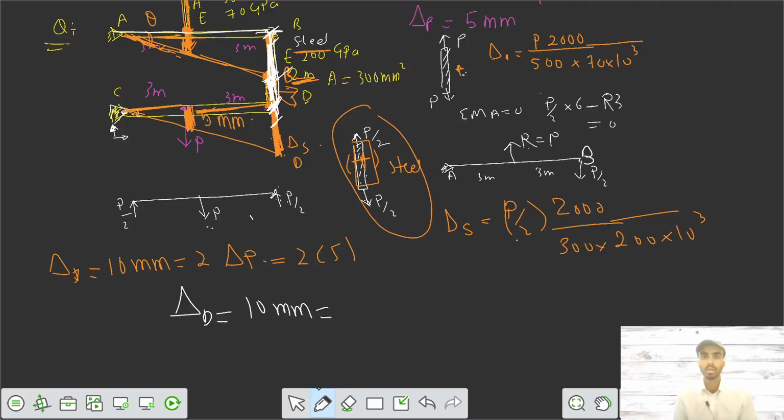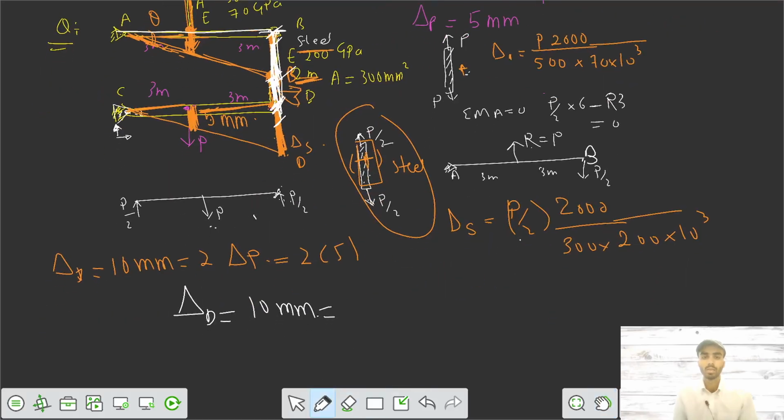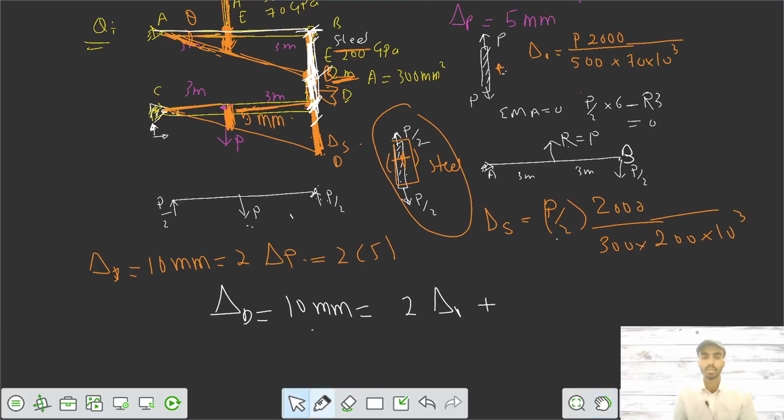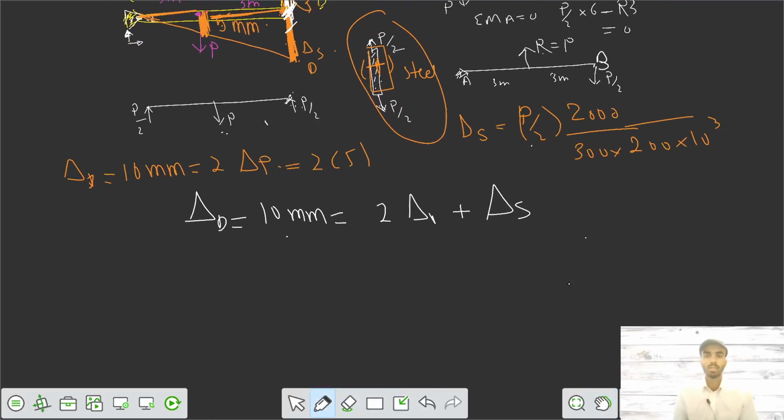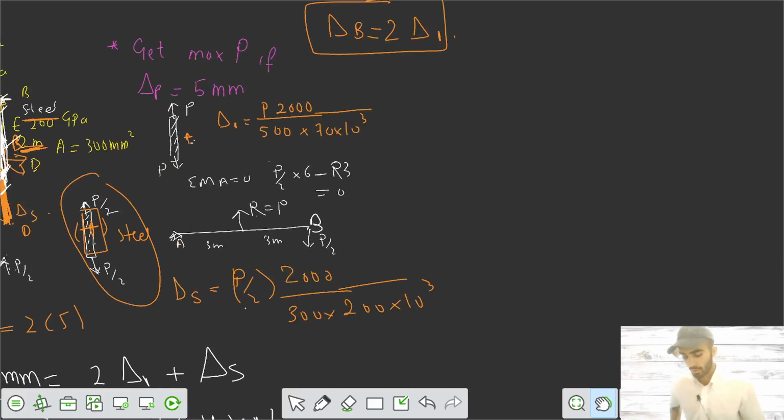This one, delta B. Do we get delta B? Delta B is twice delta 1, plus the elongation of the steel bar, that's equal to delta S. So once you deploy the results of delta S and delta 1, you can get the value of P, and that comes out to be equal to 76.4 kilonewton. The rest of the calculation you need to do by yourself. It was a very crazy question.